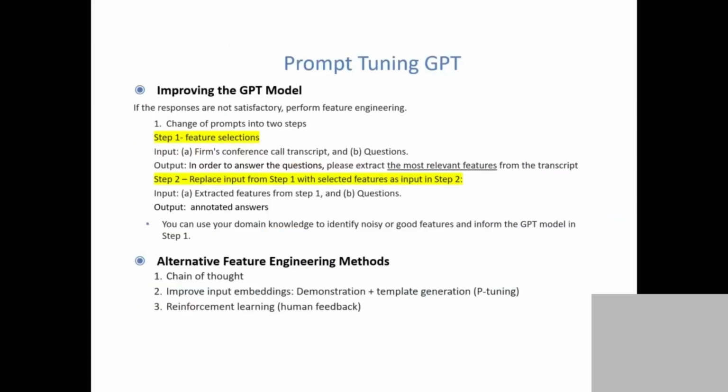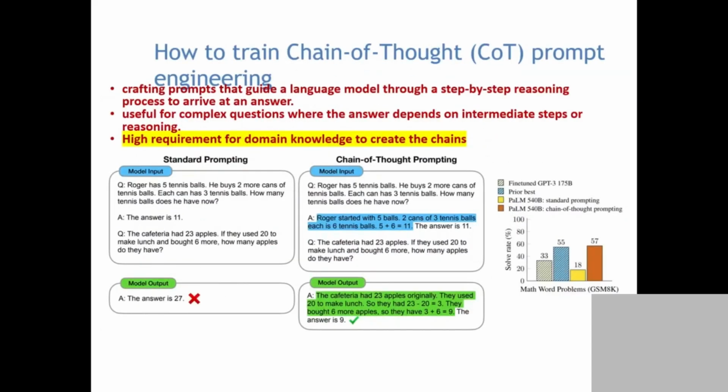But what if it's still not working? This is a chain of thoughts, which is overlapping with what I was just talking about. So look at these math questions. Roger has 5 tennis balls, buys 2 more cans, blah, blah, blah. And you give GPT the answer, 11. It's one shot, right? And you ask GPT the math question, and the answer is 27, because GPT just doesn't get this one shot.